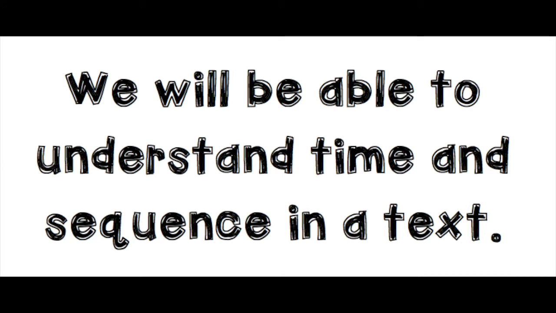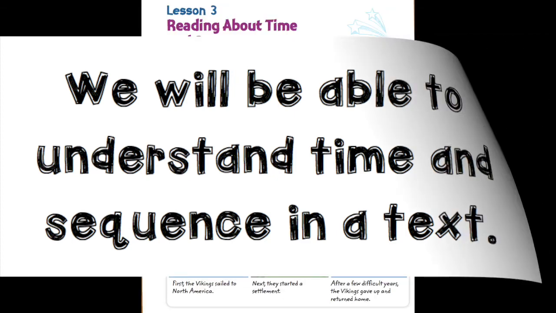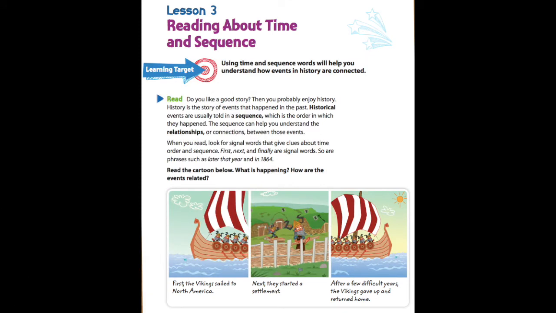All right, repeat after me. We will be able to understand time and sequence in a text. All right, my friends, we are on lesson 3, reading about time and sequence. So our learning target is that using time and sequence words will help you understand how events in history are connected.